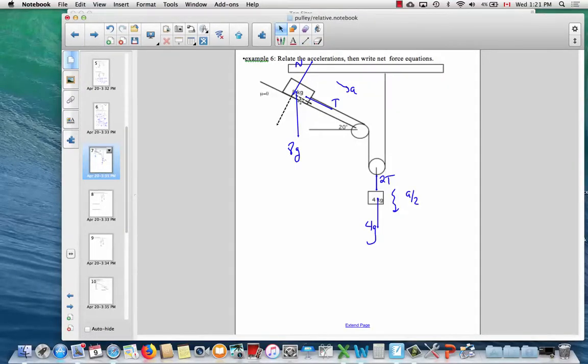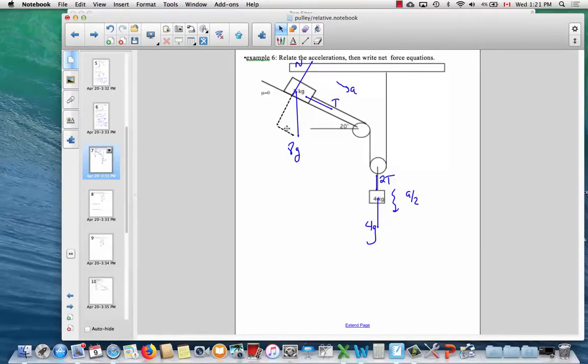And just a reminder that it is sine because it's the opposite side of the triangle. This angle's 20, this will be 70, this again will be 20, always the same as the ramp angle. So it's the opposite side, it's pulling you down the ramp, and it's 8g sine 20. Okay, so now we write out the force equations.